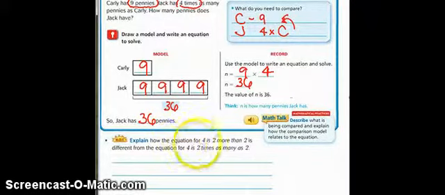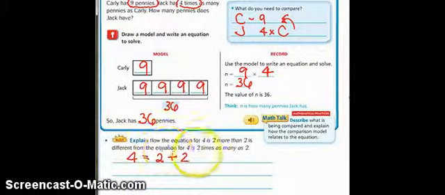Let's look at how the equation for 4 is 2 more than 2 is different from the equation for 4 is 2 times as many as 2. Let's think about that for a second. 4 is 2 more than 2. So what does that mean? 4 equals, because is means equal, 2 more than 2. Do you notice how this is adding?